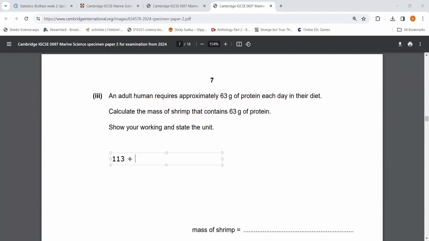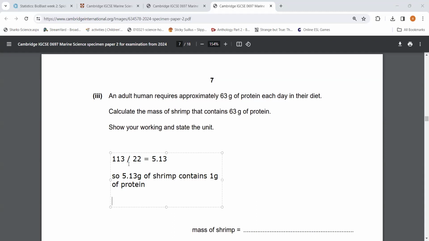113 divided by 22, and see what I get on my calculator. Okay, 5.13. So 5.13 grams of shrimp contains 1 gram of protein. It's good to know.